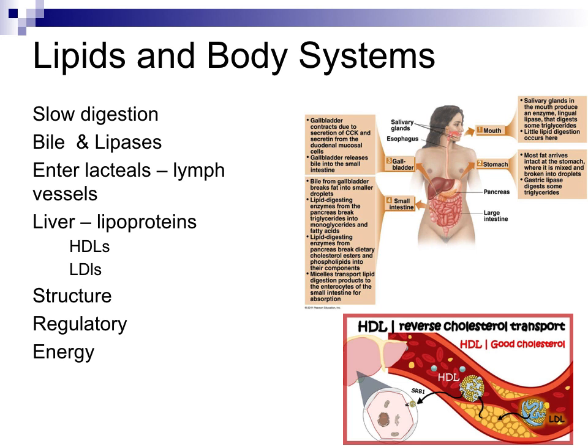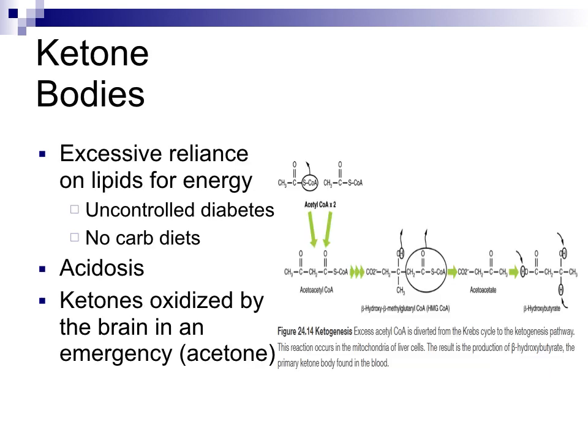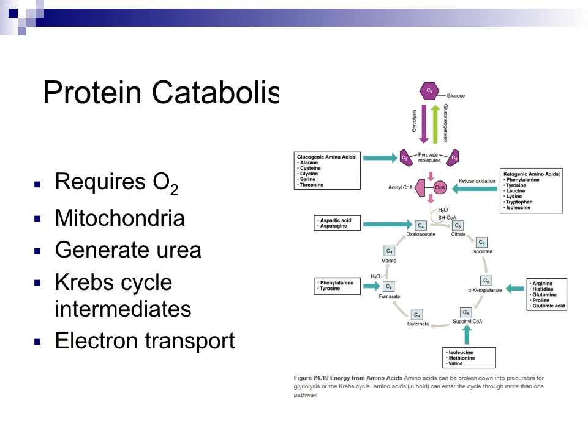When we're talking about lipid metabolism, lipids are used for both structure and regulation, but they're also our long-term store of energy that we can easily use. The only bad things about lipid use are that lipids produce transport molecules that can block our arteries, and we can produce ketone bodies that can cause acidosis.